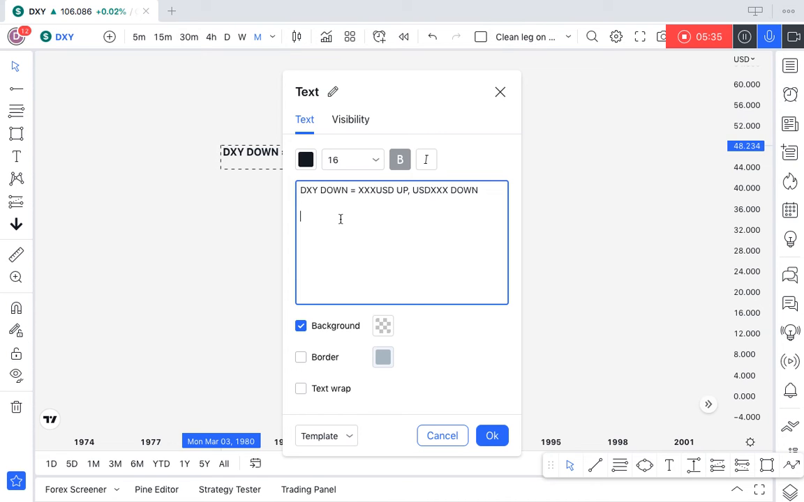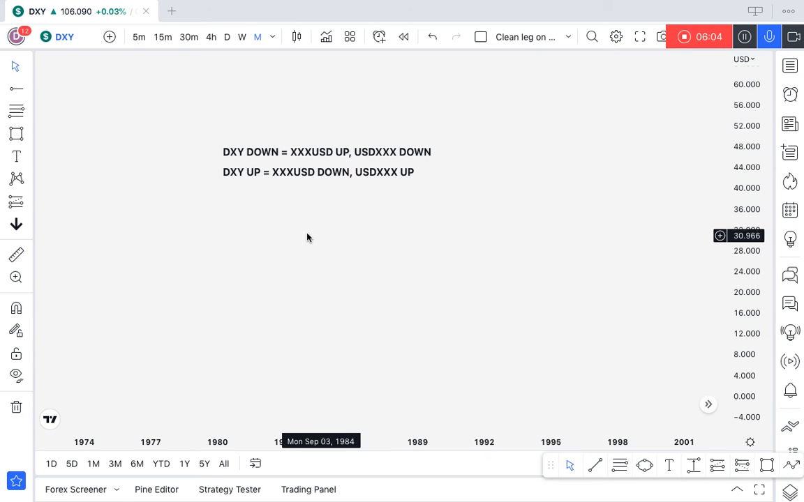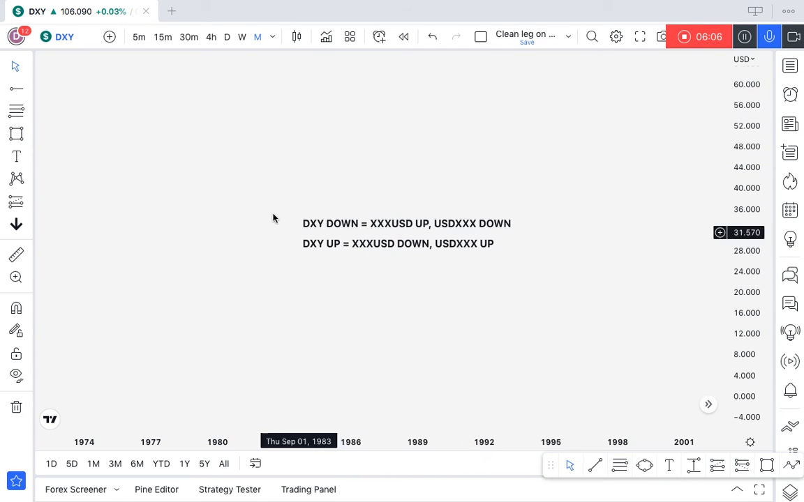This is something that most people still do not understand, and it's quite fascinating because it's just basic stuff. DXY up equals XXX USD down, and USD XXX up. Very, very simple. So I'll give you some time to write this down. Get your jotter or something. I'm gonna leave it there on the screen for you guys to see. It's quite clear, as you can see there.